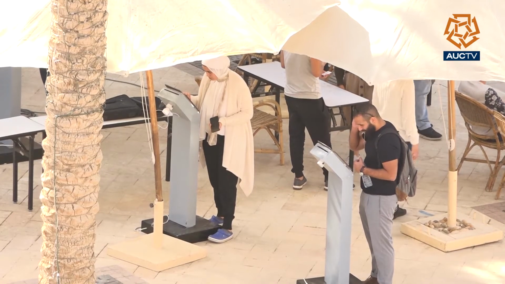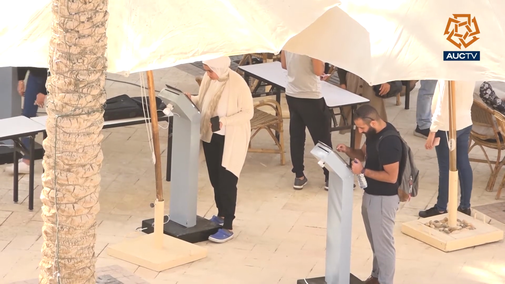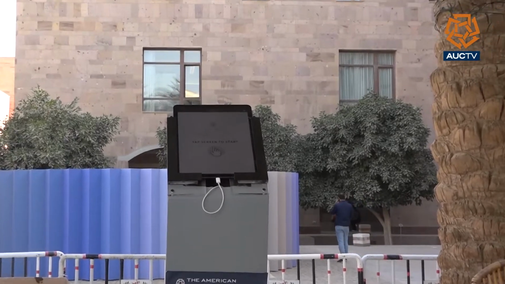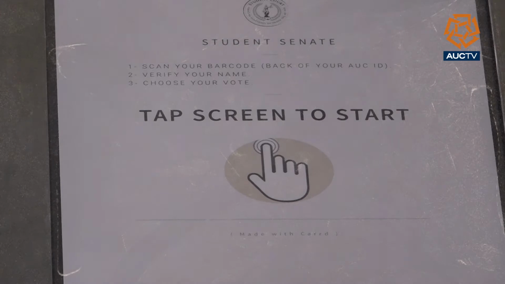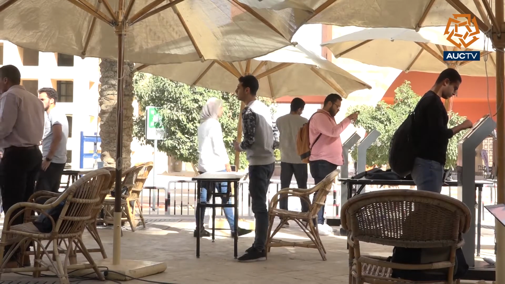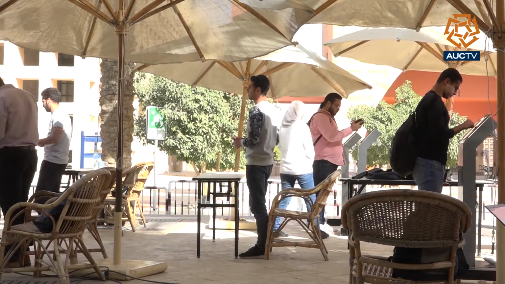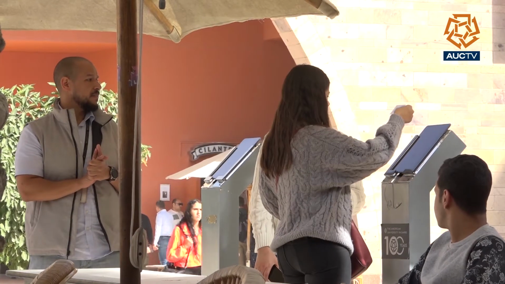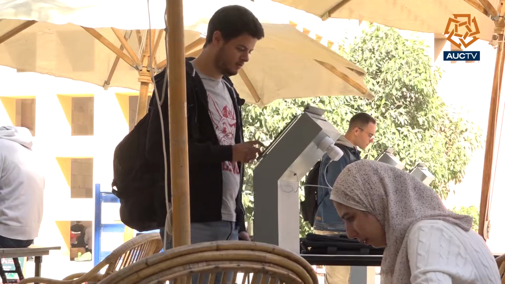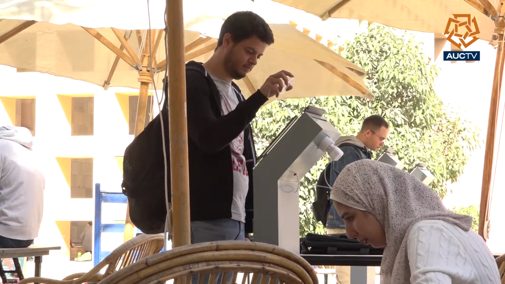And after the success of the experiment last year in the student union elections, the voting process this year has continued to be electronic. Using a smart tablet, the voter chooses the candidate with a finger touch, which smoothens out the process of voting and casting the votes.